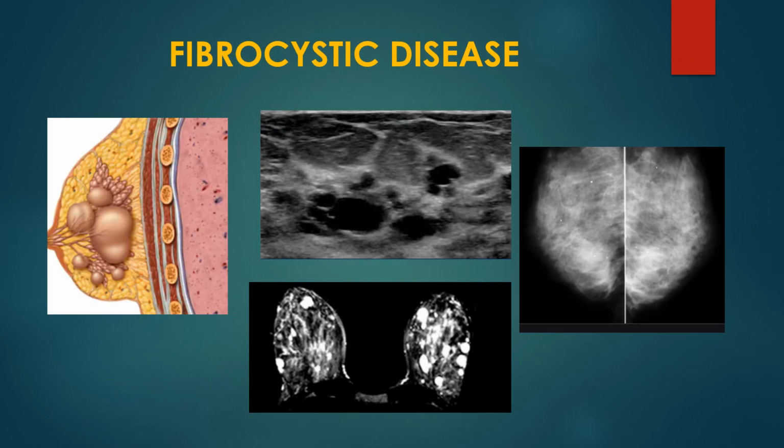Coming to some of the common breast lesions, so fibrocystic disease, where you can see multiple cysts in the glandular plane, and this is the ultrasound image where you can see multiple small, thin-walled anechoic cysts in the glandular plane. So the mammogram shows multiple cysts. Also on this MRI T2 fat suppressed image, you can see multiple fluid-filled clusters of cystic lesions in both the breasts.